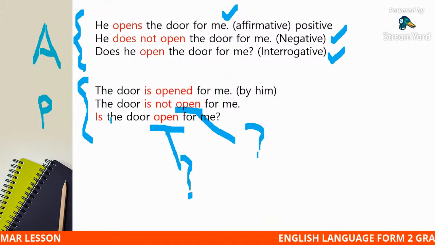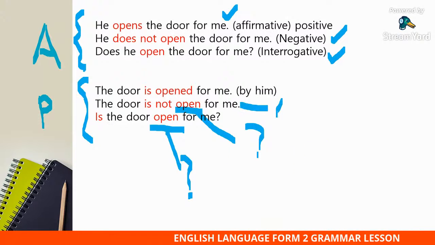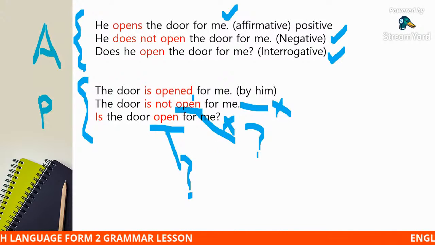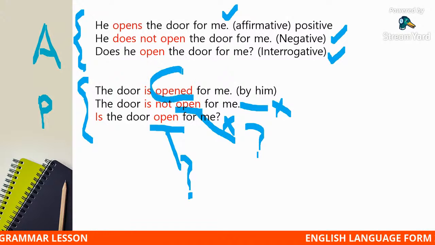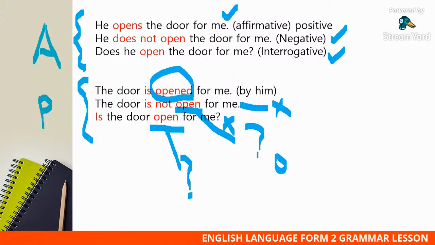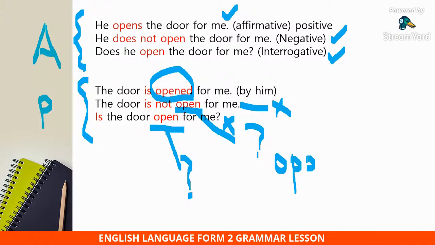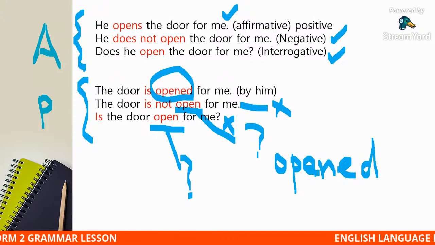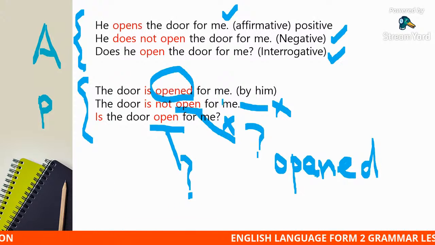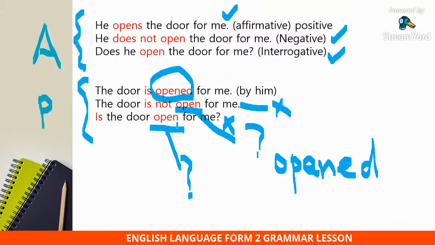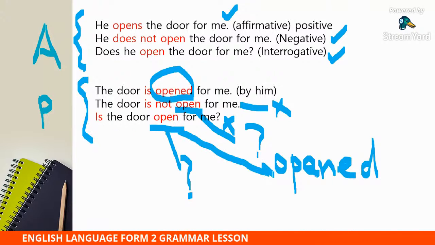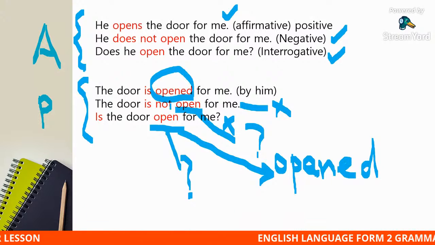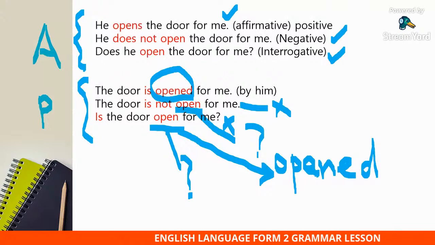Good. Okay, so ini salah. Yes. So this is also wrong because the formula is past participle. So ini mesti menjadi opened. Okay, so the answer is opened. The door is not opened for me, ed. Is the door opened for me? So this is the correct spelling. Okay, good. Khalid says this is wrong. Is open is wrong. Yes, good. At least you notice the mistake.